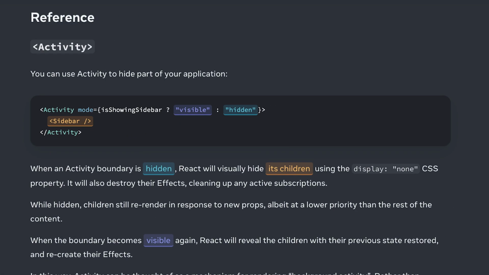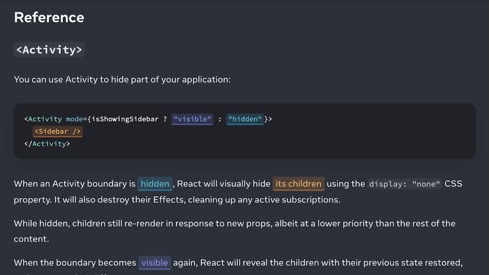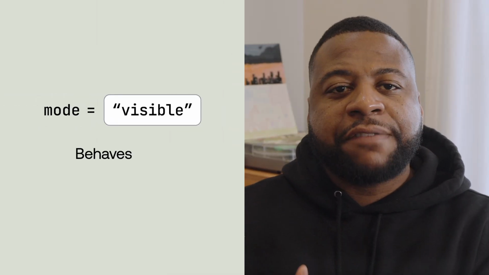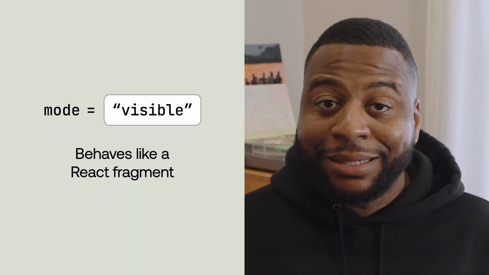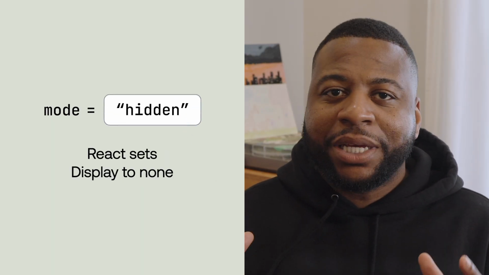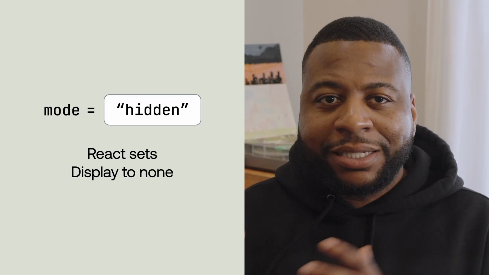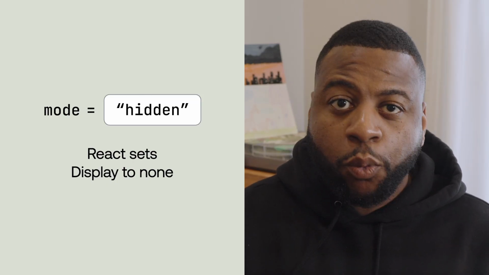When you wrap a component in React's Activity, you get a simple way to toggle whether it's on screen via the mode prop, visible or hidden. With mode equal to visible, it behaves like a React Fragment component. It's basically just a wrapper that doesn't add anything to the DOM. With mode set to hidden, React hides it and sets the display to none. This preserves its state, stops running effects, and deprioritizes re-renders while it's not visible.